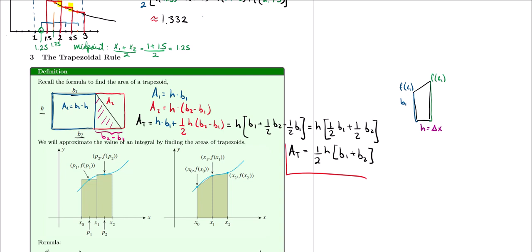Alright, so putting this one here in terms of our function values and our width, or delta x, then the area of a trapezoid will be the same thing as 1/2 times delta x times (f of x1 plus f of x2).